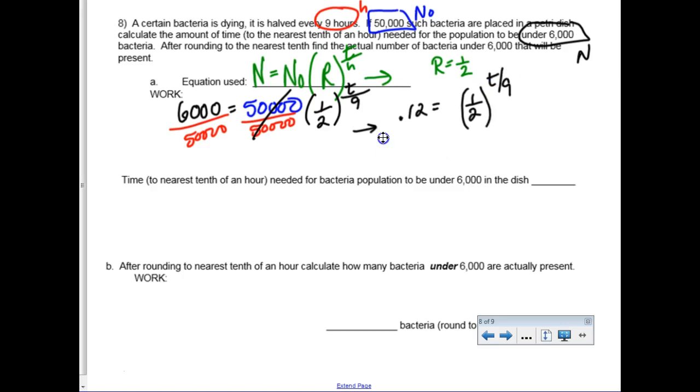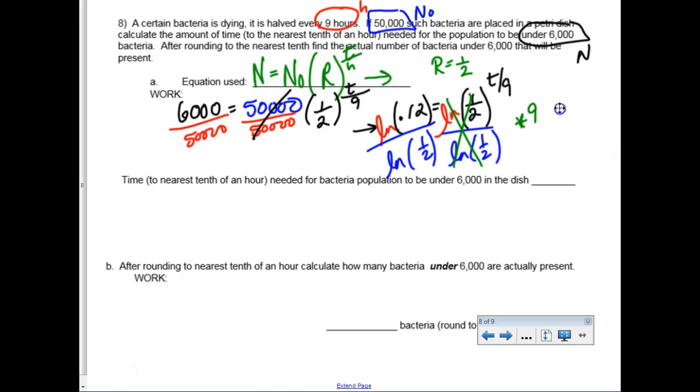So I'm going to go ahead and apply my natural log right now. I like natural log. And nothing cancels, unfortunately. So you're in a position where you have to do a little division. On your calculator, you're going to have to divide the natural log of 1/2 over to the other side. So carefully type natural log of 0.12 divided by natural log of 1/2. And then you're still not done because it still says t over 9. So after you do that step, you also have to multiply by 9. That on your calculator should produce a decimal that comes out to about 27.5.